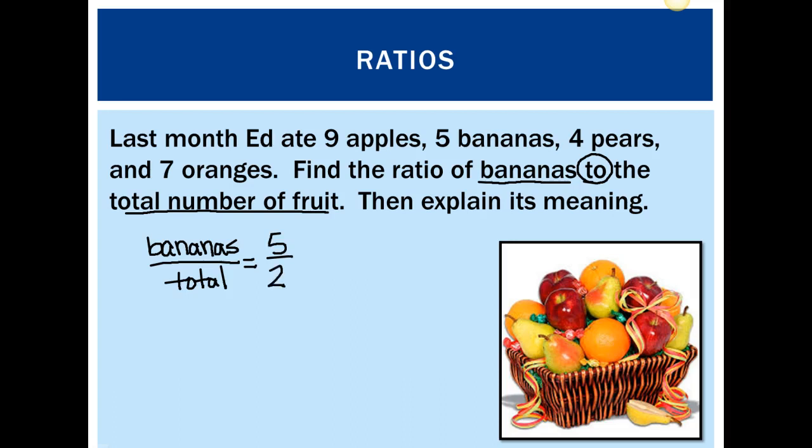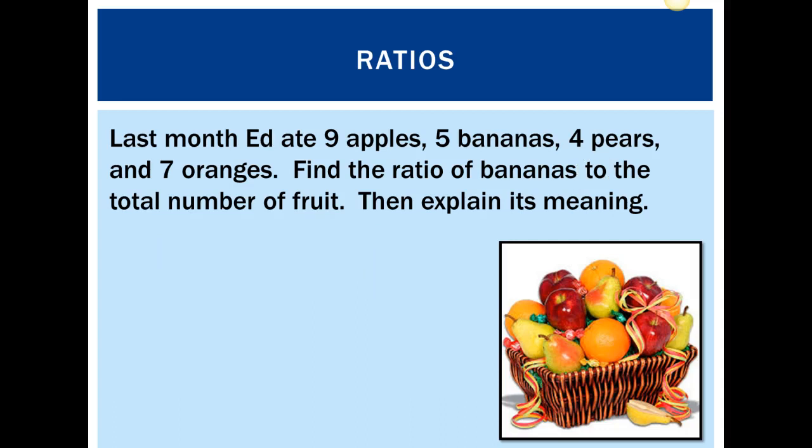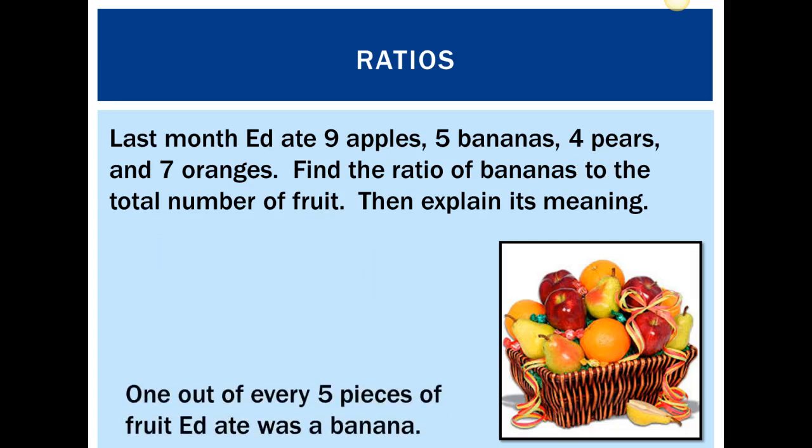When you are finding the ratio of a single item in comparison to a total that it is part of, you always include that item in the total. We don't want to leave out the bananas in the denominator. Then we can simplify our fraction by dividing both the numerator and the denominator by 5. We end up with the simplified fraction of 1 over 5. This tells us that 1 out of every 5 pieces of fruit Ed ate was a banana.